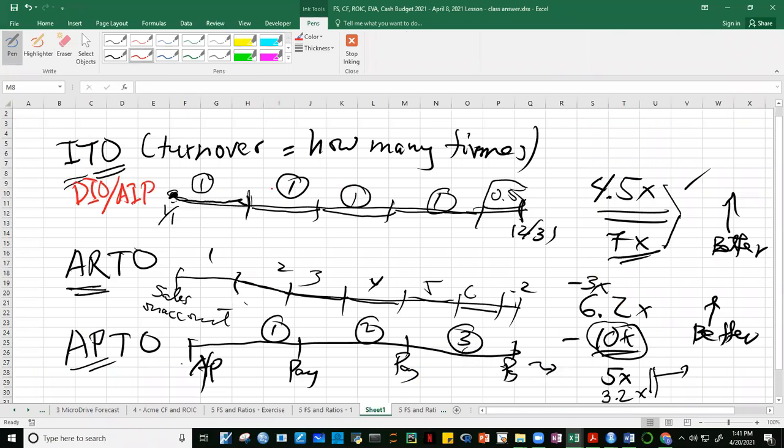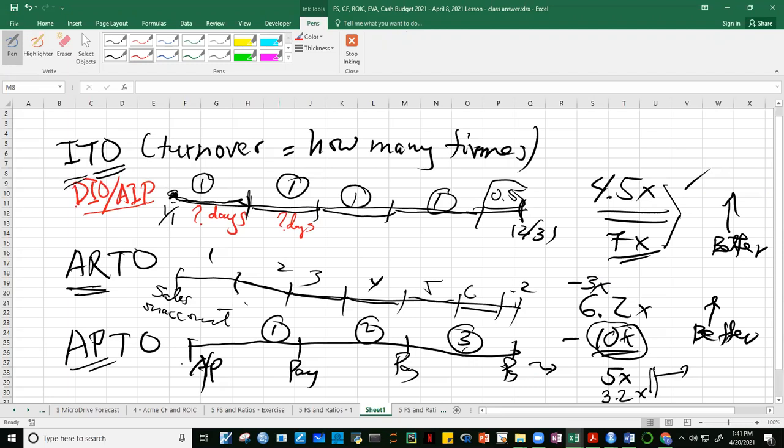It tells us the number of days. So, ilang araw to? How many days is this? Ilang araw from buying raw materials, converting to finished goods, and then selling. So, lahat yan, number of days, no? So, on the average, ilang days does it take the company to buy raw materials, convert into finished product, and then sell? That's what you call your DIO or your average inventory period.